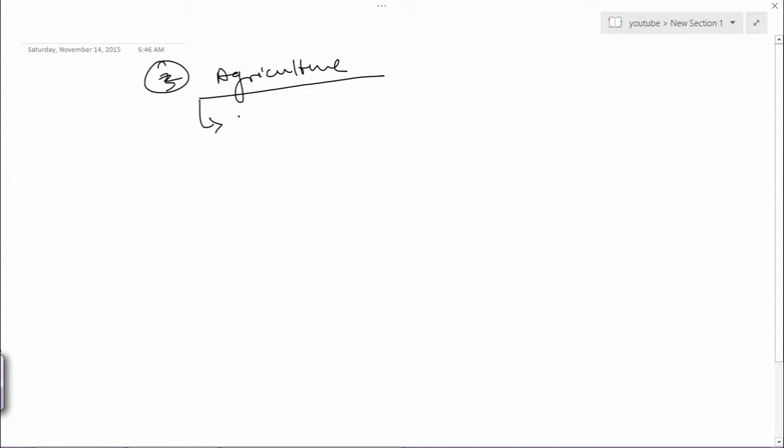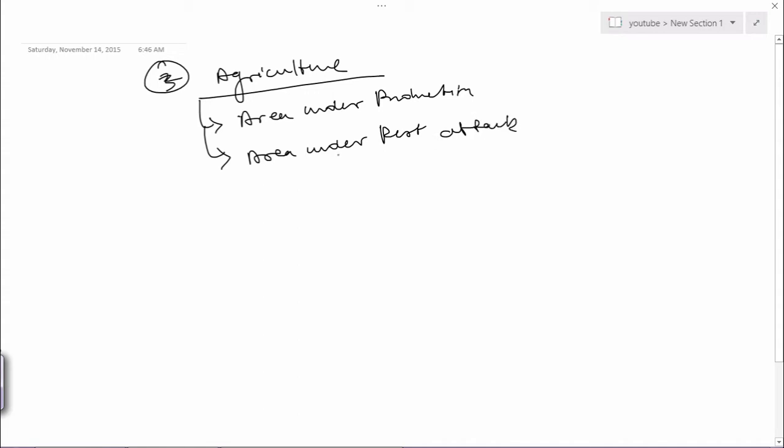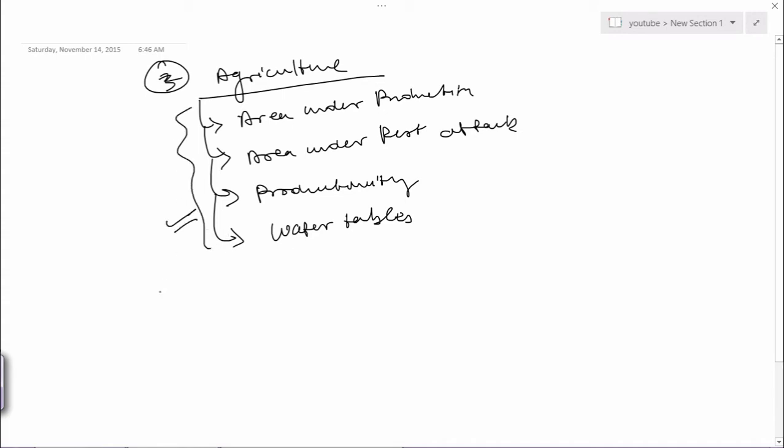The IRS data helps us to see the area under production. It also enables us to see area under pest attack. It allows us to measure productivity. It is also able to see the water tables, whether they are depleting or they are increasing. So this is important in that regard.